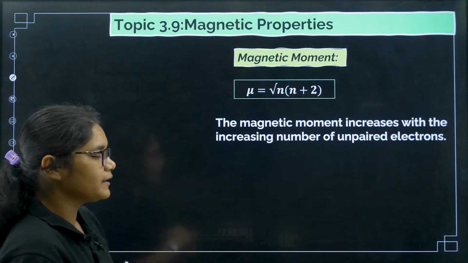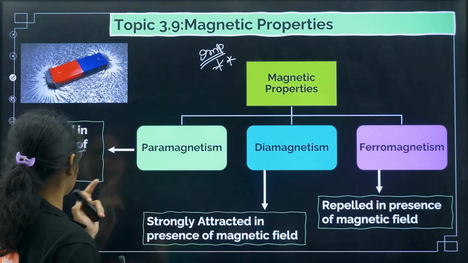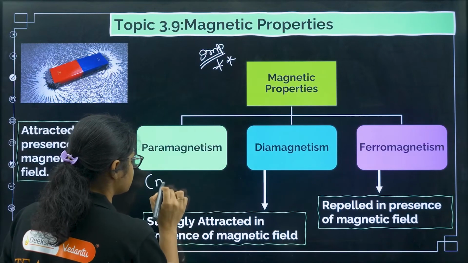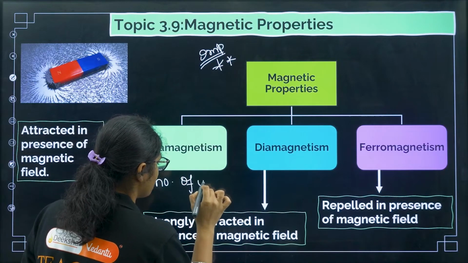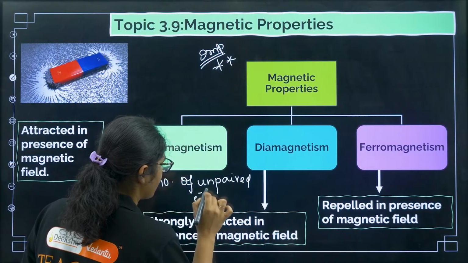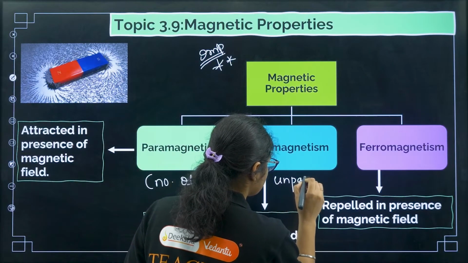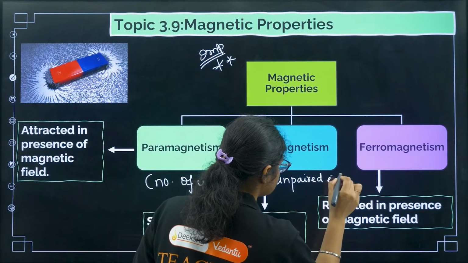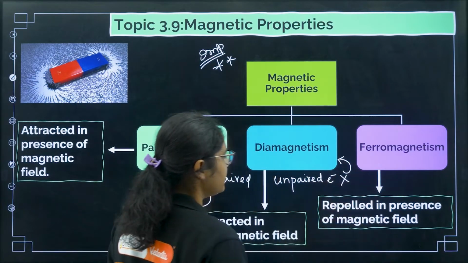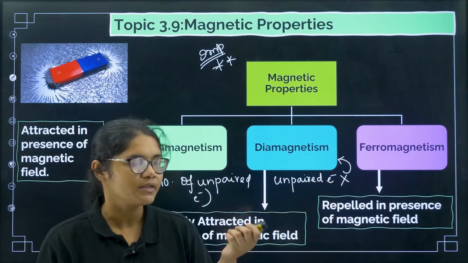Generally transition elements, so how to find paramagnetism? Paramagnetism is present because of the number of unpaired electrons. If unpaired electrons are there, paramagnetism will be there. If unpaired electrons are not there, then the molecule will be diamagnetic, or it will not have the magnetism property.